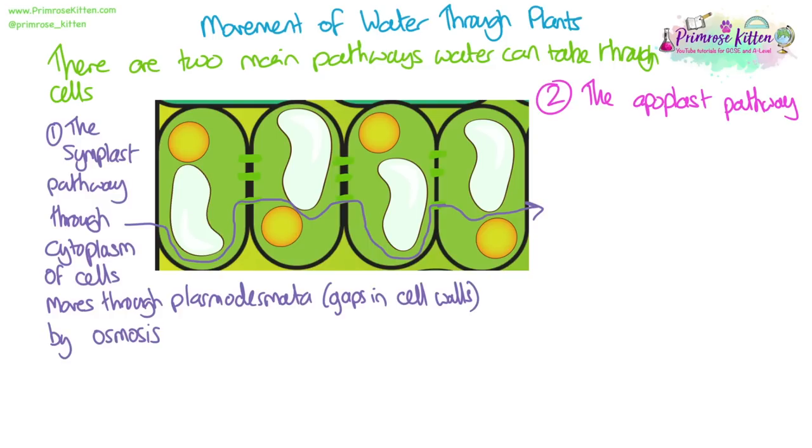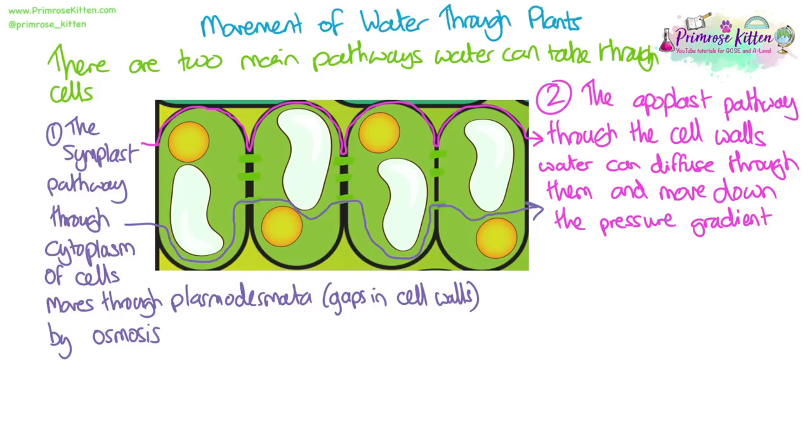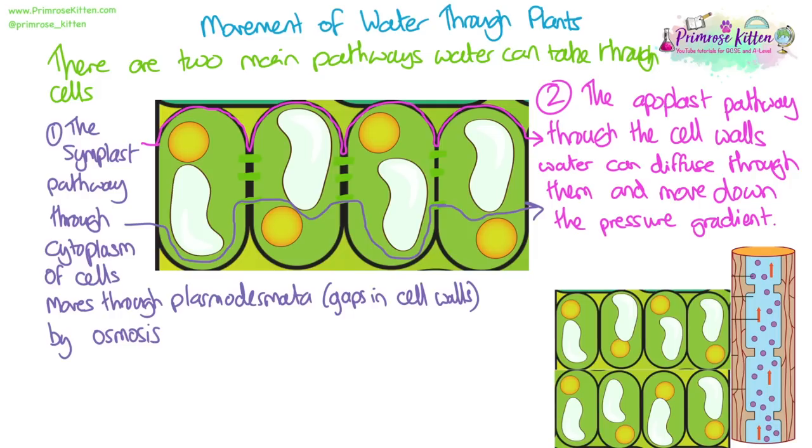The second is the apoplast pathway. In this pathway, water moves through the cell walls. Water can diffuse through cell walls, but it can also move down a pressure gradient. So this is an example of mass flow.